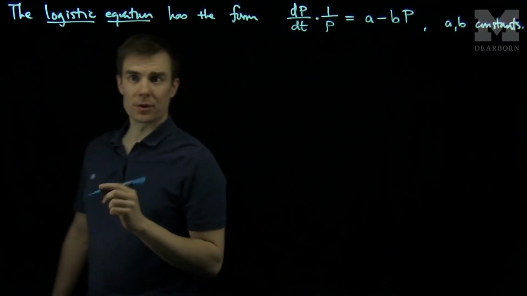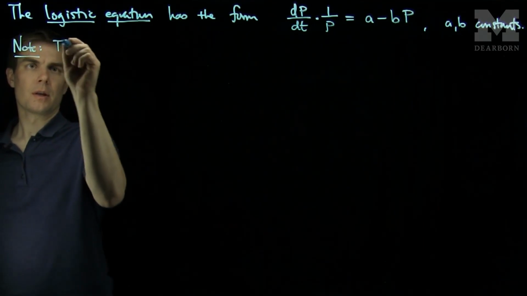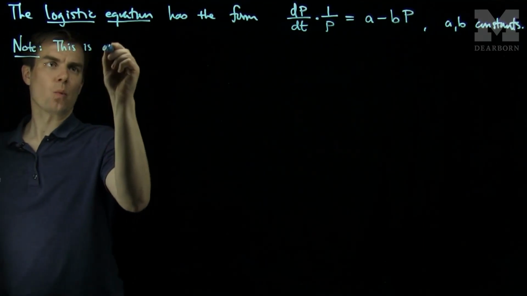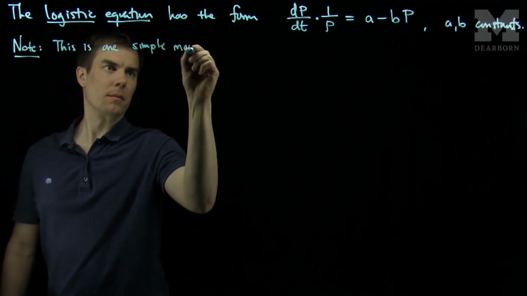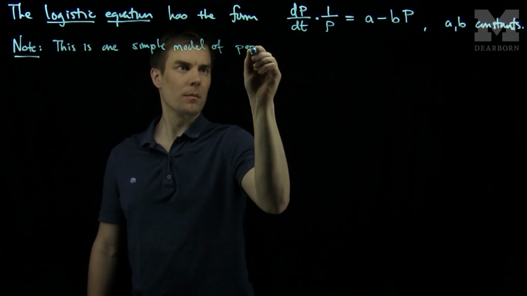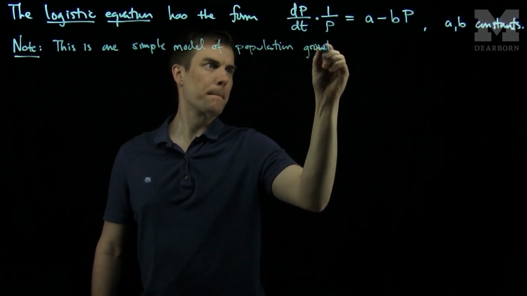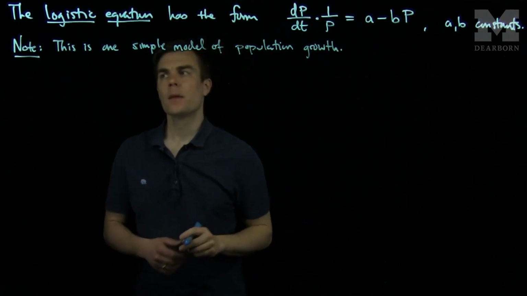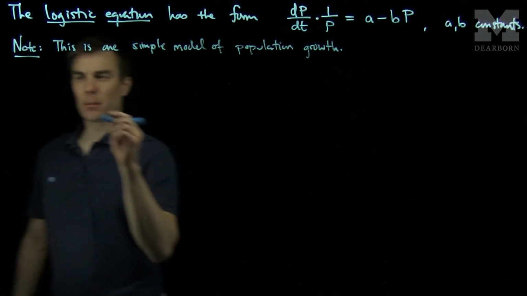One thing we can note about the logistic equation is that this is one simple model of population growth. What we'll do is solve the logistic equation by noting that it's a separable equation.